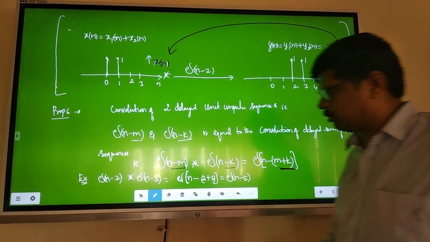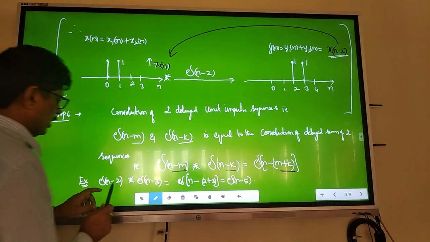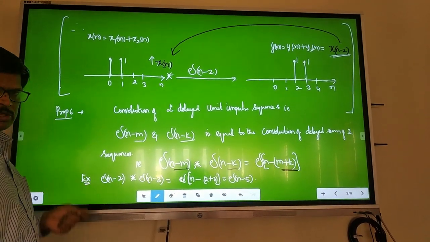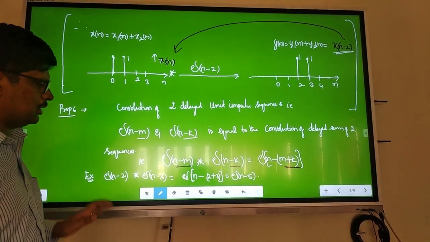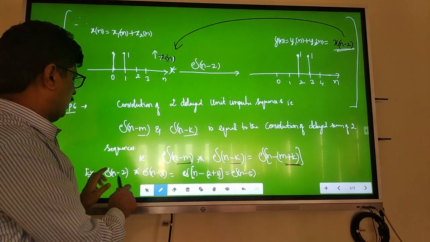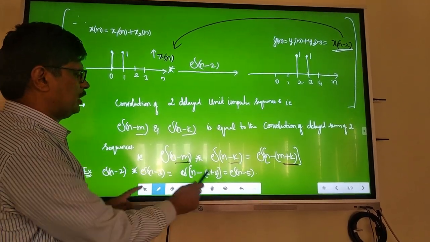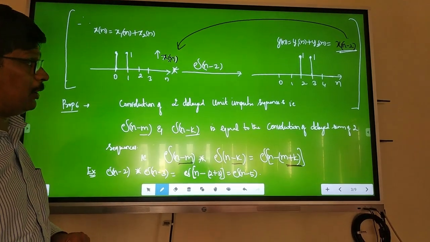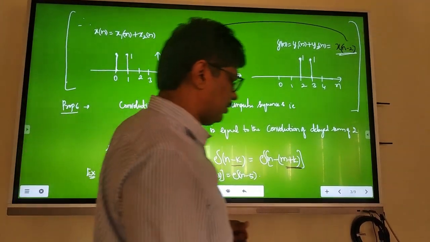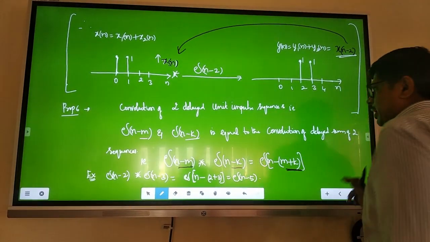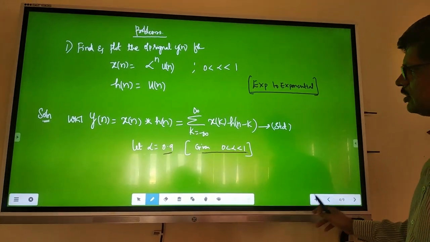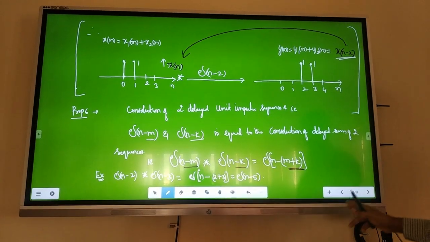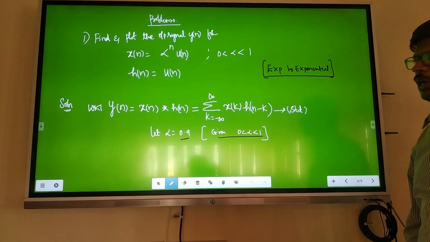That's all for this property. For example, take one example. One is delta of n delayed by 2, and delta of n delayed by 3. Then you make use of this property: delta of n minus 2 plus 3, that is 5, delta of n minus 5. This is the delayed unit pulse. That is the convolution of delayed unit impulses. Now, by making use of all these 6 beautiful properties, now we can solve.